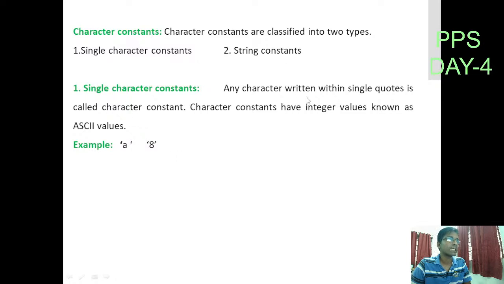So in single character constants, you can write the characters in between single quotes. For example, 'a' and the number '1'. I'm going to write the number in single quotes, so then again this number will also be treated as a character only.